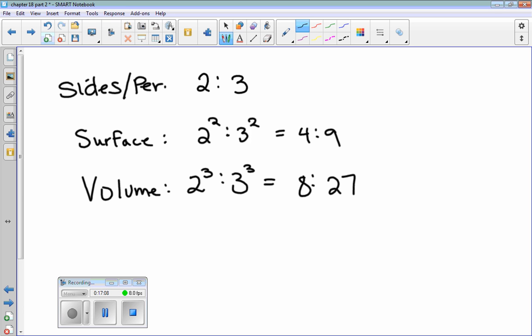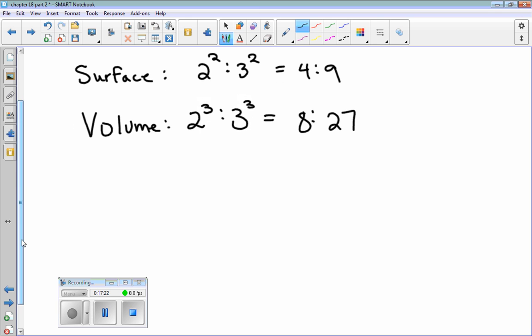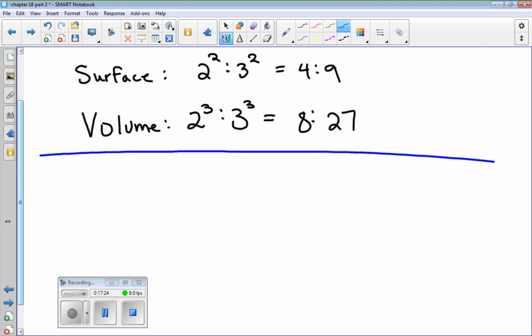So 32 says sketch 2 similar solids whose surface areas are in the ratio 16 to 25. This is one of your homework problems for block 1 that you'll have tomorrow night. So the surface area has the ratio 16 to 25, okay? And it said to include the dimensions.